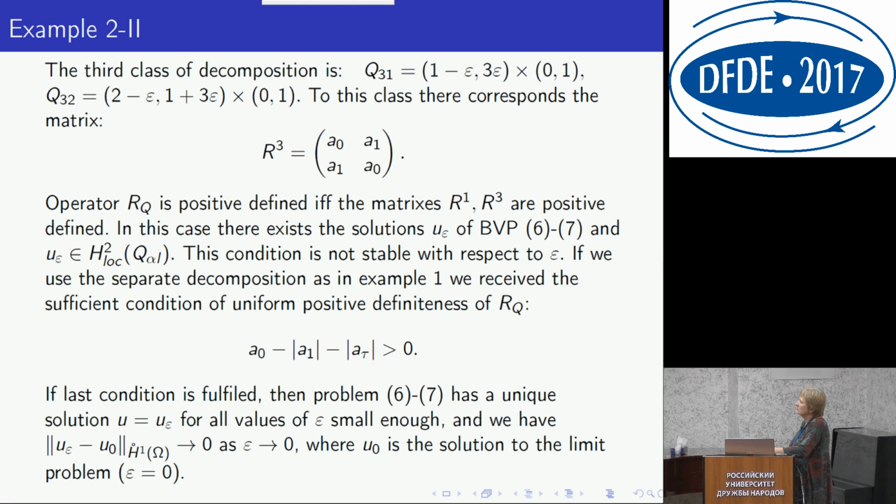Если мы используем раздельное разбиение, как в примере 1, мы получаем условия равномерной сильной эллиптичности. But if we use the decomposition similar to that one from the first example, then we get this inequality. Если оно выполнено, задача 6-7 имеет единственное решение для всех достаточно малых эпсилон, и мы можем переходить к пределу по норме пространства. And if it holds, then we have unique solvability and continuous dependence of the solution.